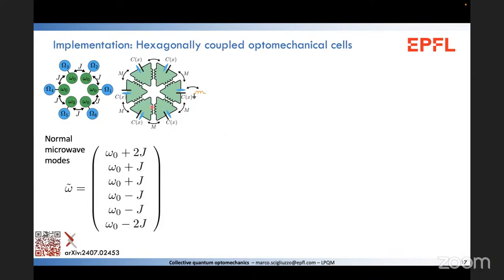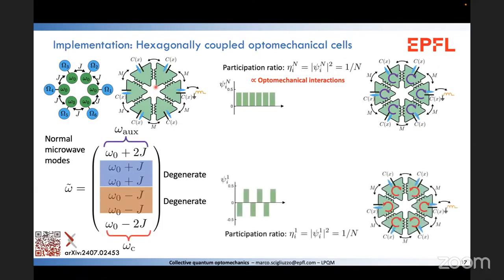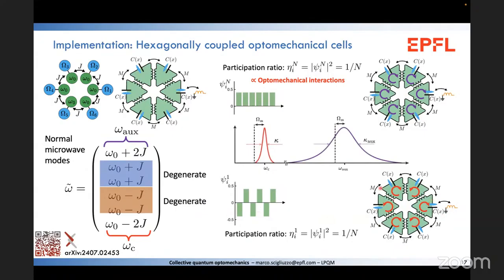I guess you can easily understand that there are 6 modes, and from symmetry, there are 2 pairs that are degenerate, but we are not interested in those modes. We want the ones that have the exact same participation ratio of the mechanics on the microwave. And these are just the symmetric and antisymmetric modes. In particular, because of the current inside the different modes, we can see that the antisymmetric mode is a dark mode with our waveguide, and the symmetric mode is very broad. This is very important because now we can use one mode for cooling or for controlling the system and the other for probing.